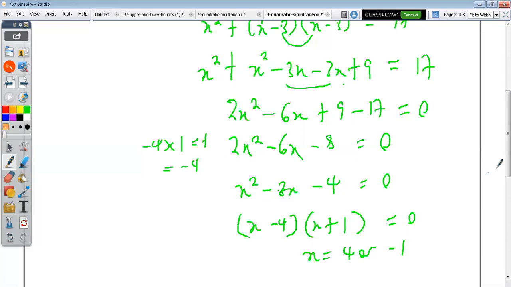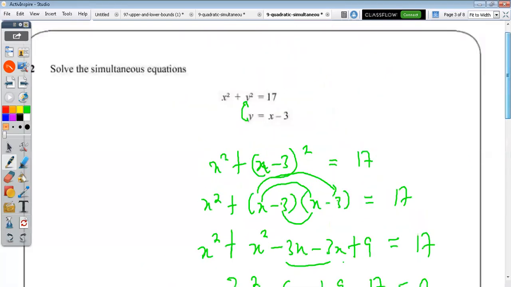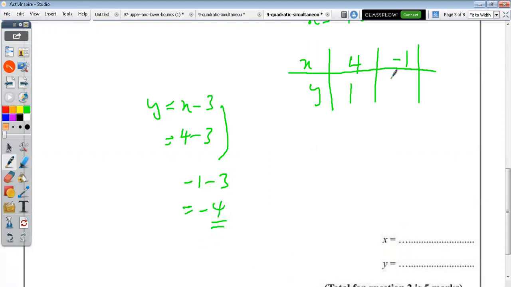Yeah. And now we do a table. We are almost done. Values of x, values of y. So when x is equal to 4, or when x is equal to minus 1, then we use our second equation, y is equal to x − 3. So for the first one, it will be 4 − 3, which is 1. For this one, it will be −1 − 3, which gives you minus 4. Clear? Yes, sir.